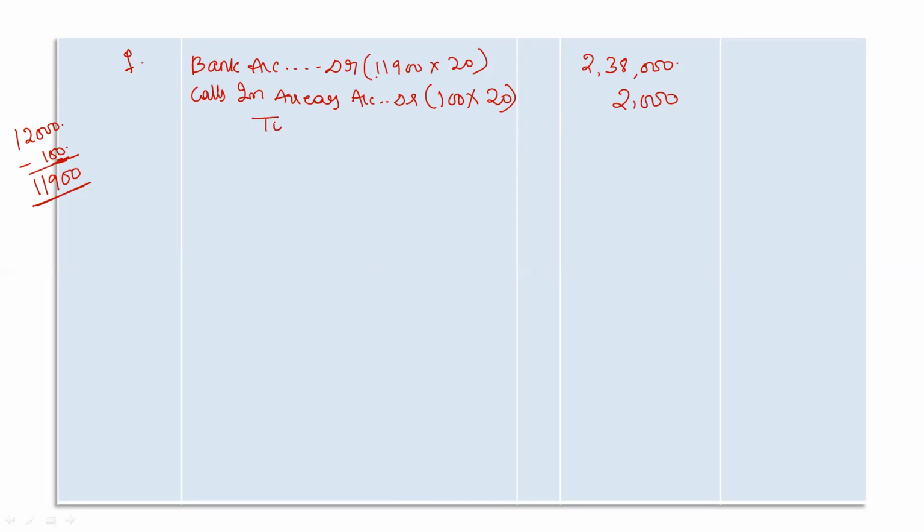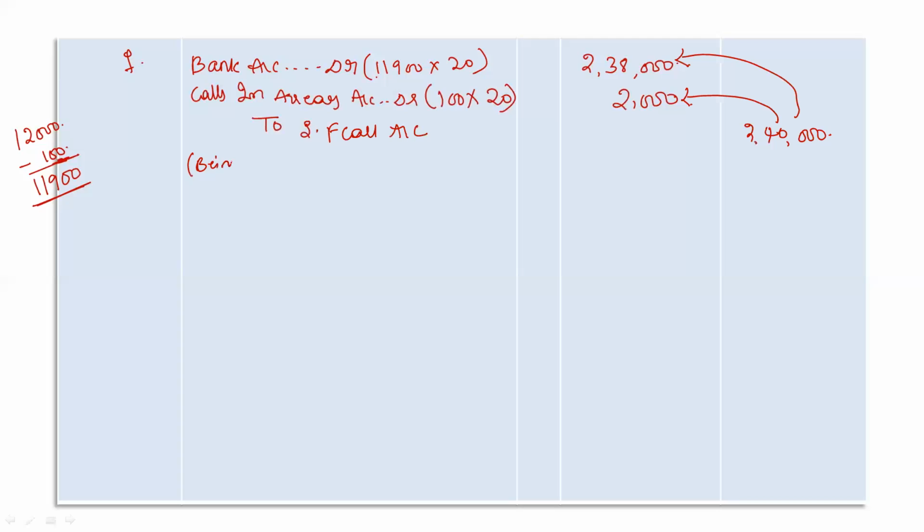Then share first call account is credited with 2,40,000 rupees. It means out of 2,40,000 rupees, company received 2,38,000 rupees, and the company couldn't receive 2,000 rupees, which is a loss for company. That's why it's called in arrears. Calls in arrears is my loss. We'll debit it.